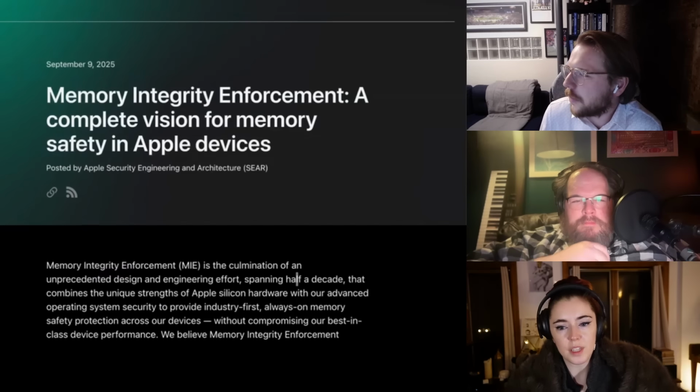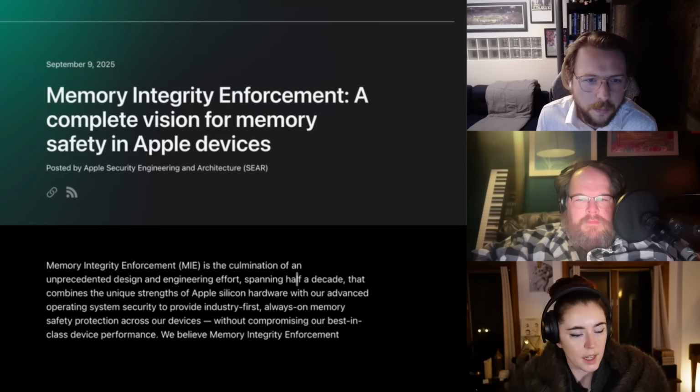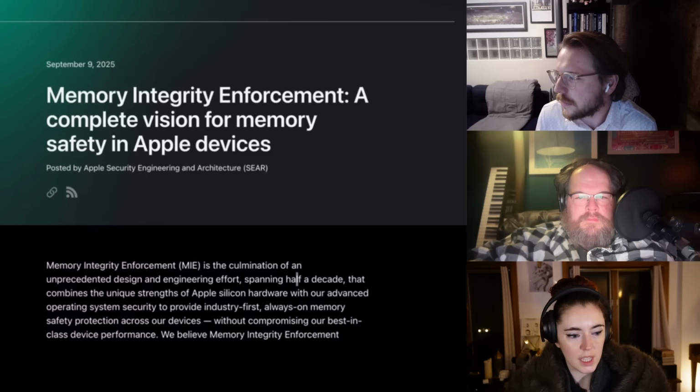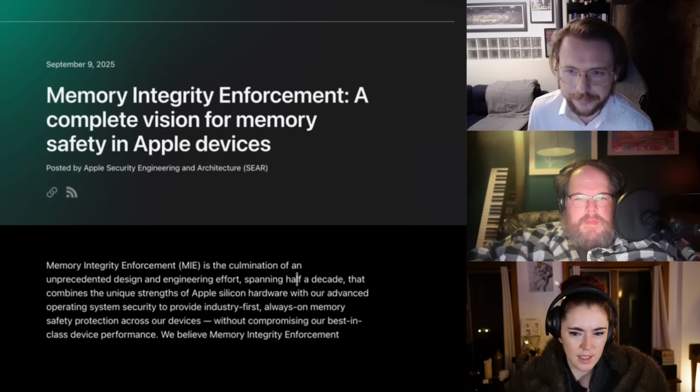Okay, so this is the post that Apple released, put out back in September. This is an improvement that's getting actually shipped in iPhone 17. It's available now. Okay.